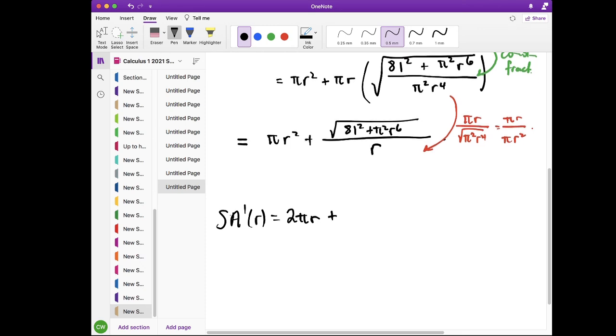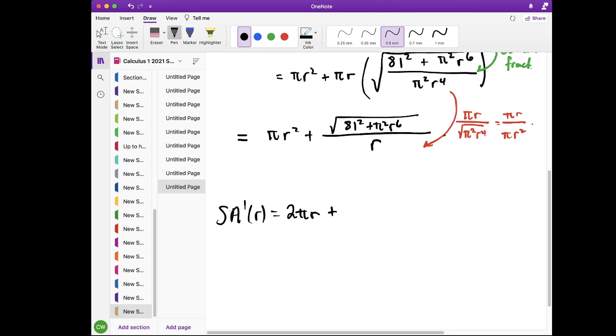Okay, but it's still kind of messy. All right, so the derivative of this is 1 over 2 square root of 81 squared plus pi squared r to the 6th, and then the numerator is 6 pi squared r to the 5th, all times r, minus 1 times the square root of 81 squared plus pi squared r to the 6th, all over r squared.